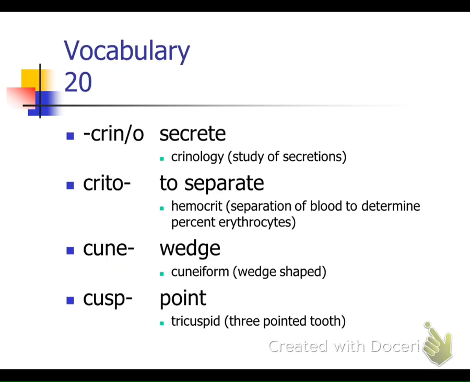Cunei, wedge. They're cuneiform bones in your body. They're wedge-shaped. And finally, cusp, meaning a point. Your bicuspid teeth have 2 points. Your tricuspid have 3. Okay. So that brings us to the end of the vocab for exam number 1.